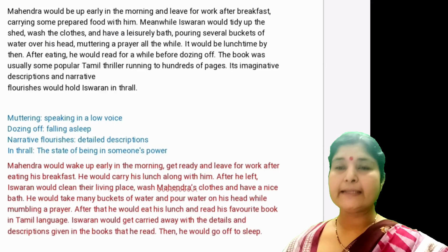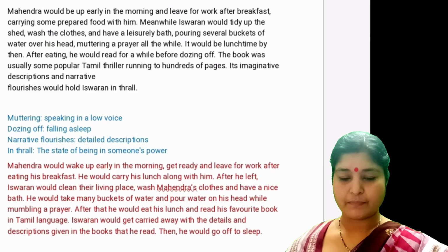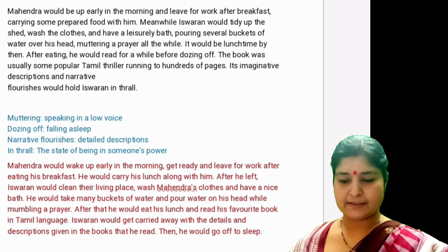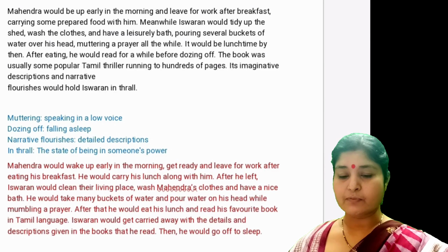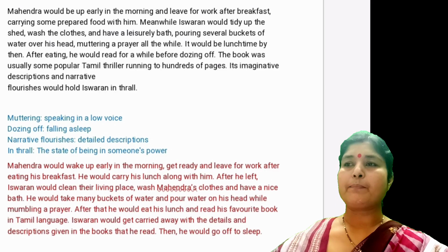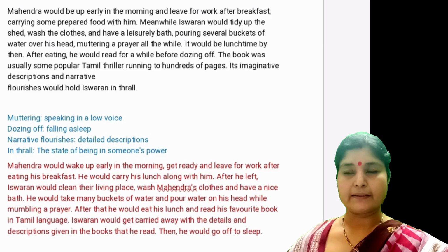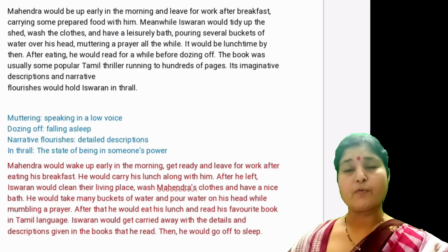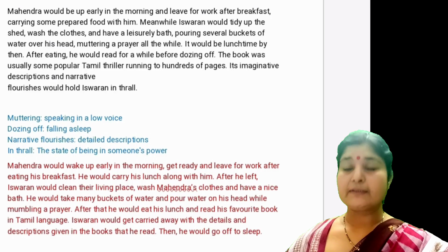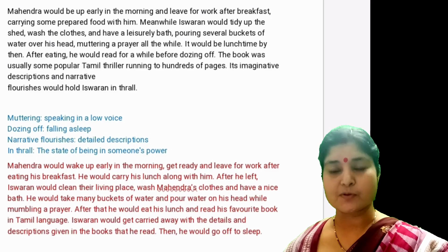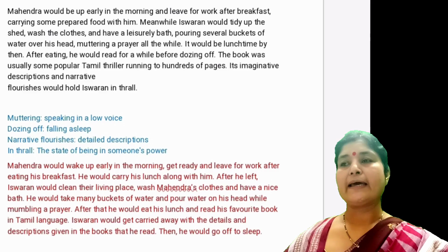Mahendra would be up early in the morning and leave for work after breakfast, carrying some prepared food with him. Meanwhile, Iswaran would tidy up the shed, wash the clothes and have a leisurely bath, pouring several buckets of water over his head, muttering a prayer all the while. It would be lunchtime by then. After eating, he would read for a while before dozing off. The book was usually some popular Tamil thriller running to hundreds of pages. Its imaginative descriptions and narrative flourishes would hold Iswaran in thrall.